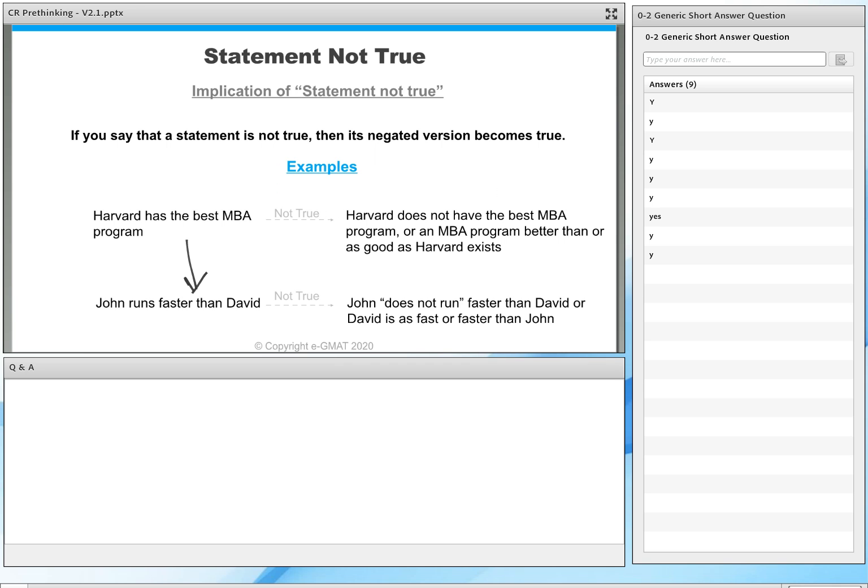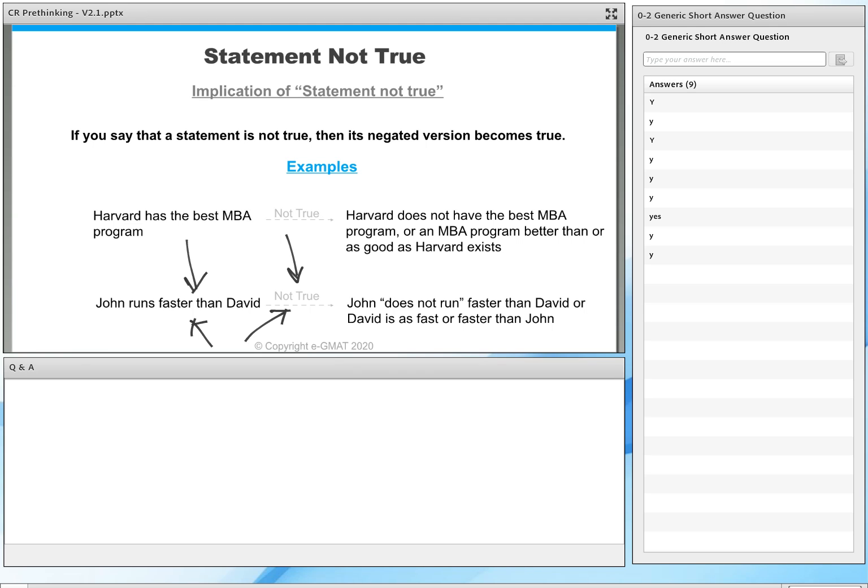John runs faster than David. If you say that's not true, by definition, you're also saying, that's just an inference out of it, that either David is faster or David is just as fast as John, right? So again, when you say a statement is not true, by definition, you're saying its negated version is true. So in the same way, when you say this statement is not necessarily an assumption, which means you're saying this is not must be true, by definition, you're also saying its negated version is a possibility that exists.